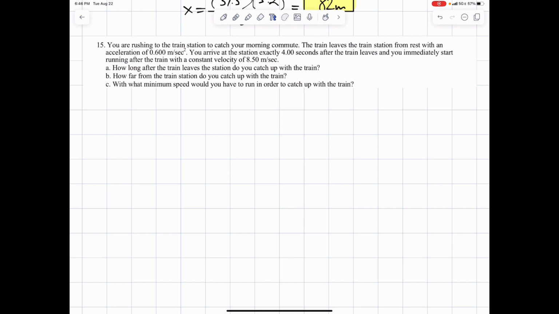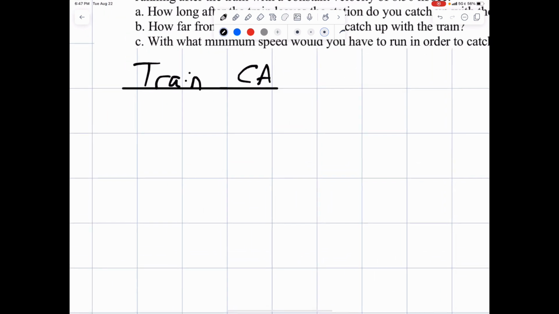Well, this is one of the times we're using multiple problems in the same reference frame and with multiple motion. So we have to sort it out and organize it. So let's do kind of a chart for you. Actually, just do the train first. So the train is moving with constant acceleration. So let's make our list.